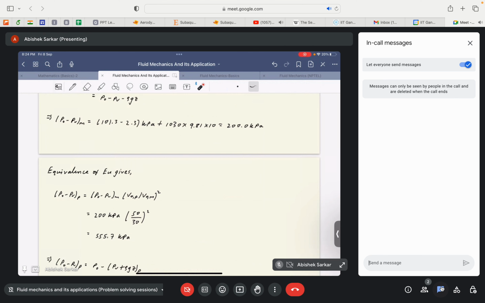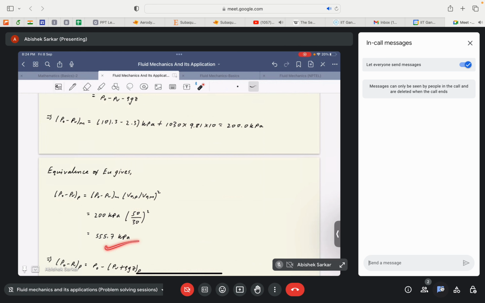So we modify the equation. You can see that it will be 200 kilopascal into the square of the ratio of the velocity of the prototype and the model. We know it is 50, because this is what we have changed. So 50 by 30 whole square. So once we evaluate it, we get p naught minus pv equal to 5557.7 kilopascal.